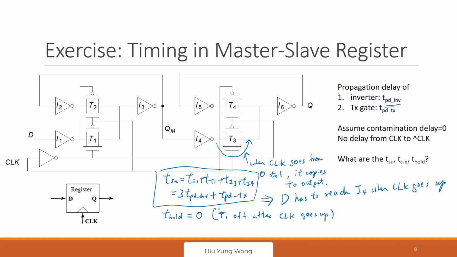Okay. How about TCQ? Once I copy, once the clock goes up, how much time does it take for the data to appear at Q? T3 and I6. Thank you. Very straightforward. You just need T3 plus TI6, which is equal to TPD inverter plus TPD TX, right?